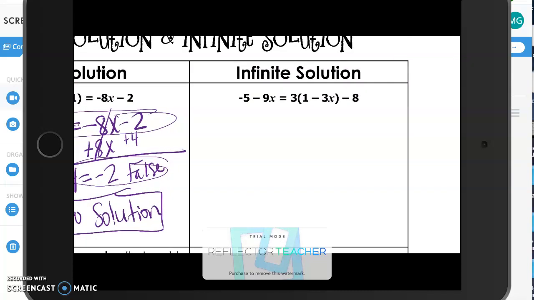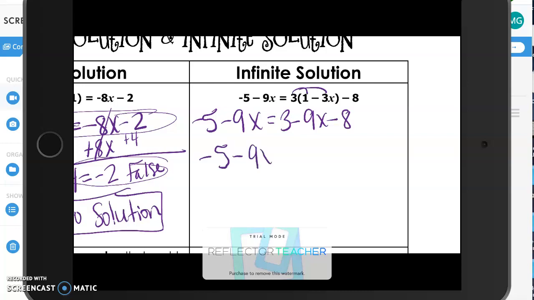Now let's look at what happens if we have infinitely many solutions. The left-hand side stays -5 minus 9x equals, distribute, 3 minus 9x minus 8. So the left-hand side stays -5 minus 9x equals -9x minus 5.